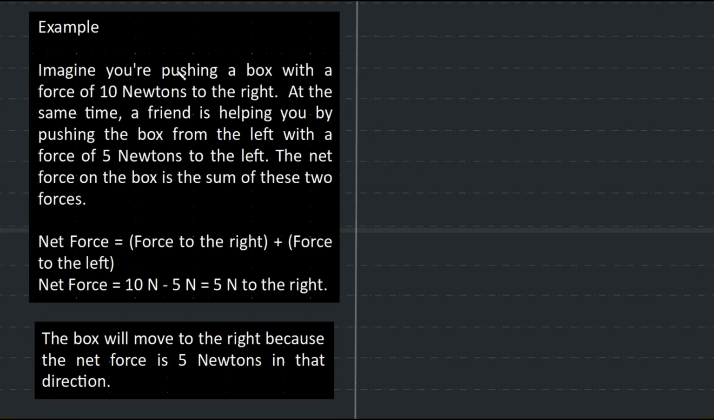As an example, we have a very simple example over here. Imagine you're pushing a box with a force of 10 Newton to the right. So you have a box, first force. I'll consider up and right as positive. First force is 10 Newton along the x-axis, so it's 10 i cap. At the same time, a friend is pushing the box with a force of 5 Newton to the left.